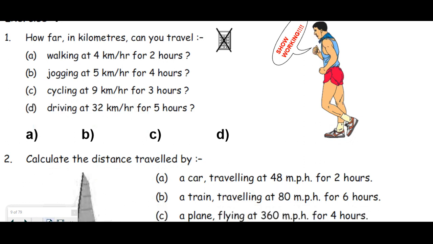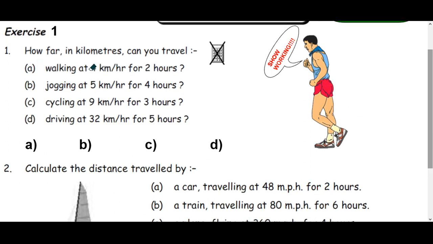Okay, hopefully you paused it there. I'm just going to go for the answers quickly. So question 1A, we did that before, 4 times 2, that would be 8. B, 5 times 4, that would be 20. Remember your kilometres. C, that would be 9 times 3. You should put the working out. Well, that should be 27 actually, not 18. 3 times 9 is 27, and 5 times 32 is 160 kilometres. So we change that one to 27.